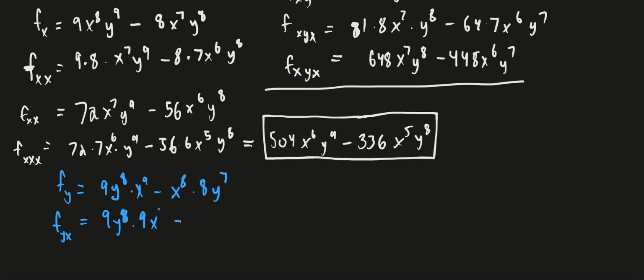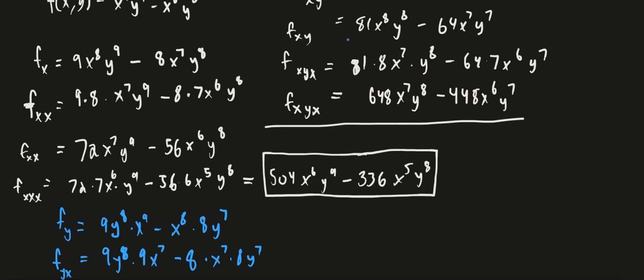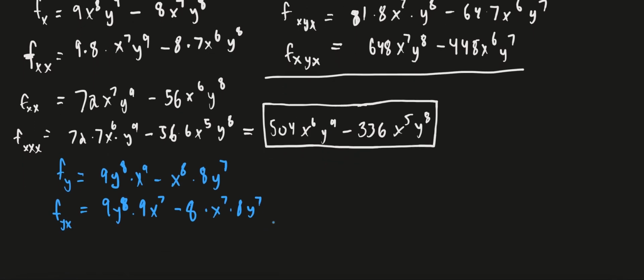This is supposed to be a 7 with respect to x, so it's going to be 9y to the 8th times, and this is going to be 8 times x to the 7th times 8y to the 7th. This is looking very, very similar to what we had before. Look at this and this, because it's equal. It's supposed to be equal. It's supposed to be the exact same thing, because f x y and f y x are the same thing. So this is equal to, of course, the same thing we had before.